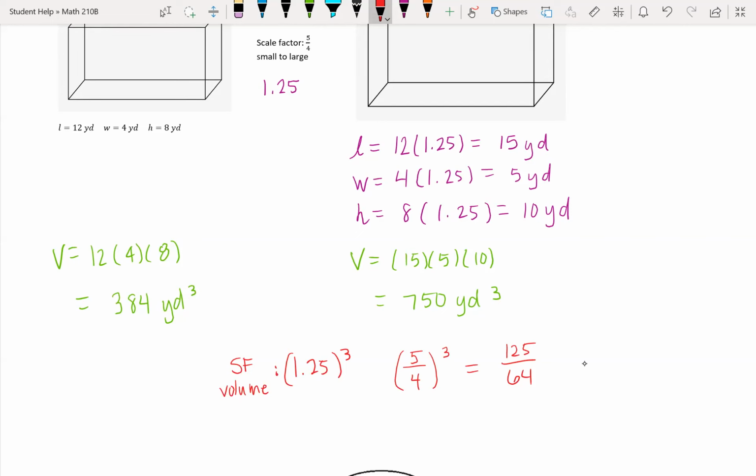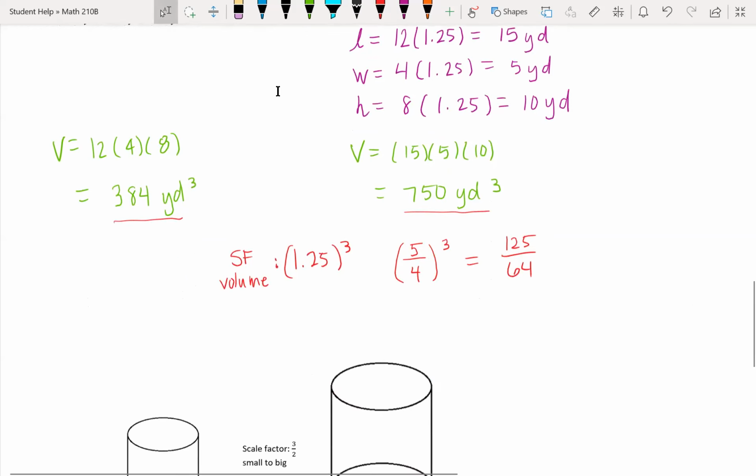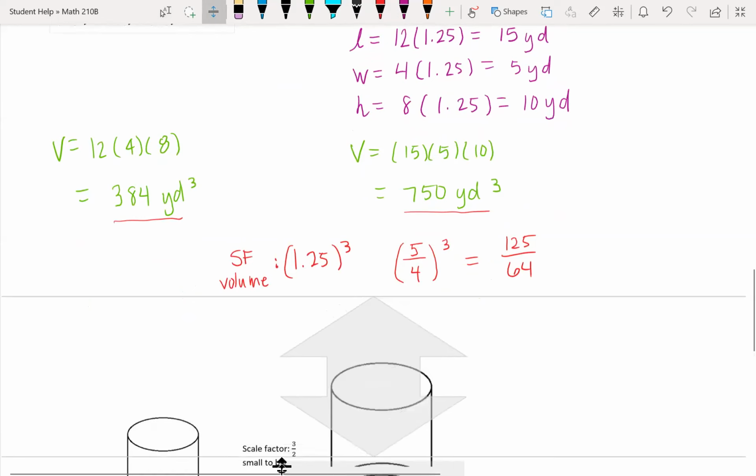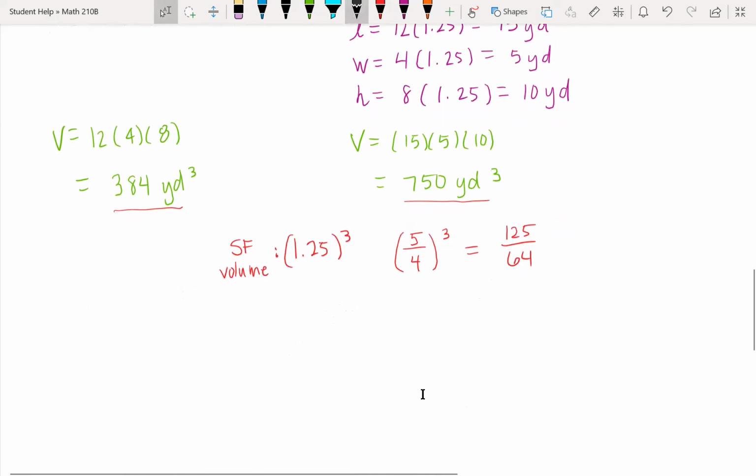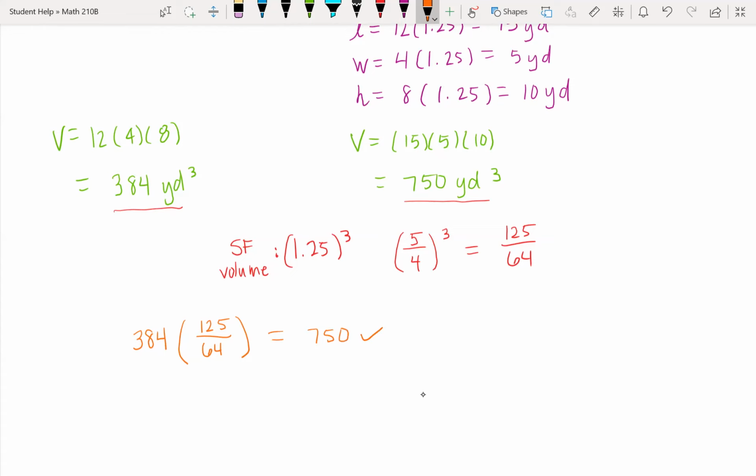So I believe that if I took this number and multiplied it by 125/64, I should get this number. Let's test that. If I take 384 and I multiply it by 125 over 64, which is the scale factor cubed because we're going between volume, I get 750. So that checks out.